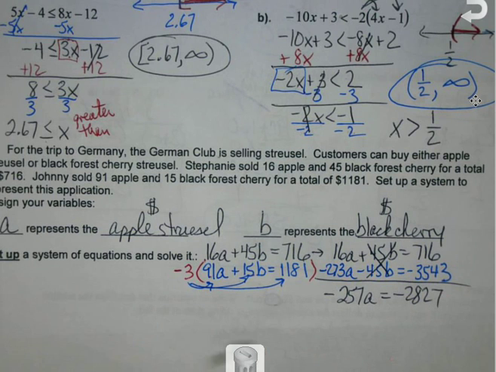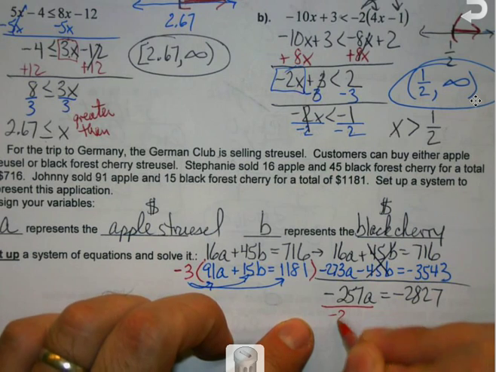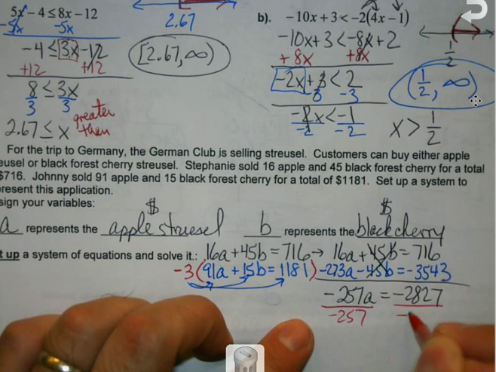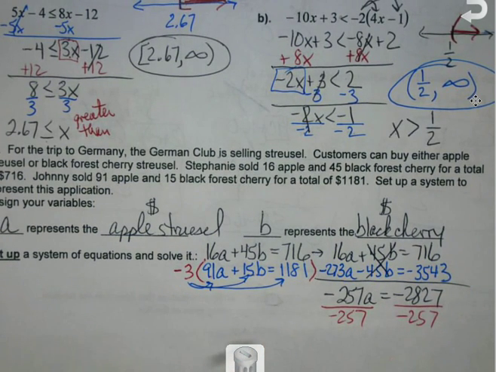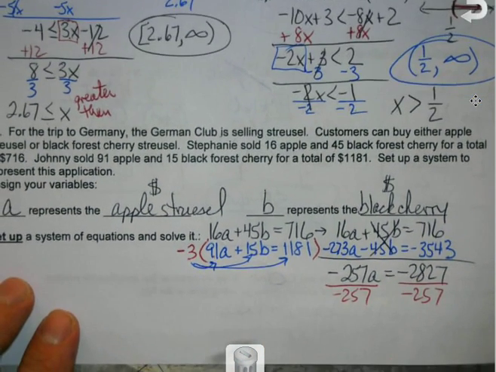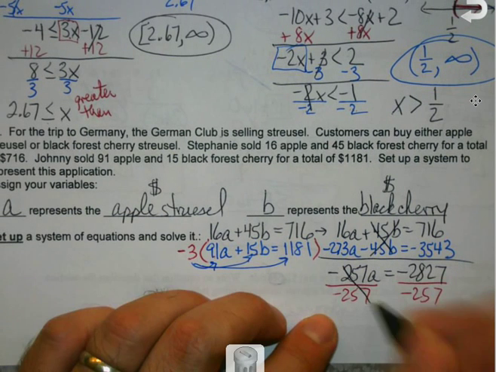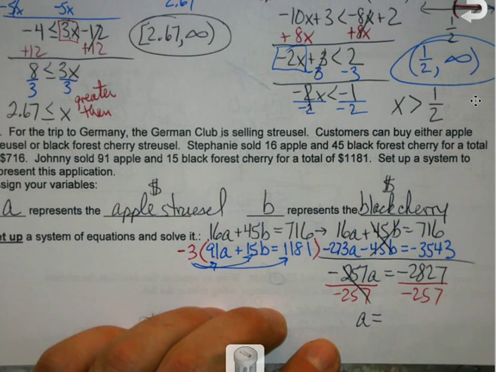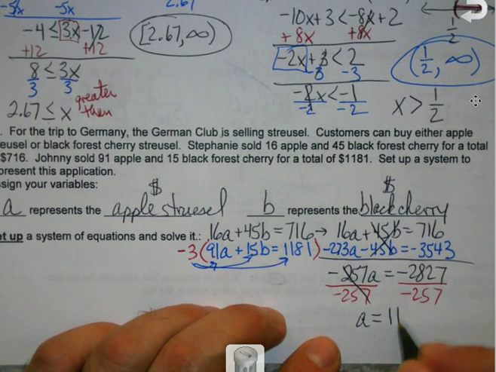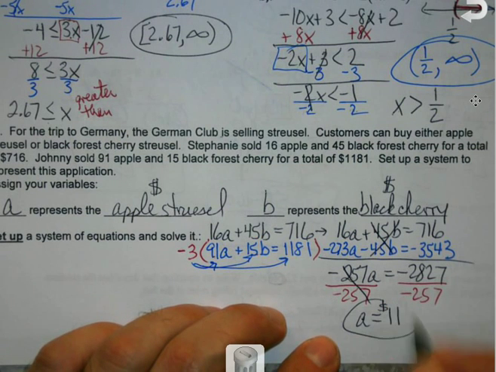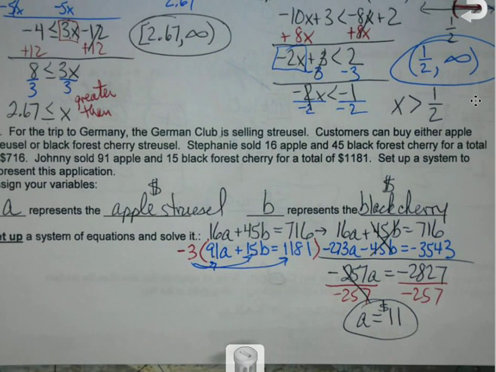And I'm not worried about seeing the negatives because they both have negatives. We know that negative times negative is positive. If I got a negative answer at the end, that'd be kind of weird. It's like we're giving people money to take the streusel. That doesn't sound like a good fundraiser technique to me. So we divide that out. And we find out we're charging $11 for the apple streusel. Hopefully that's kind of big, because otherwise those are kind of pricey.